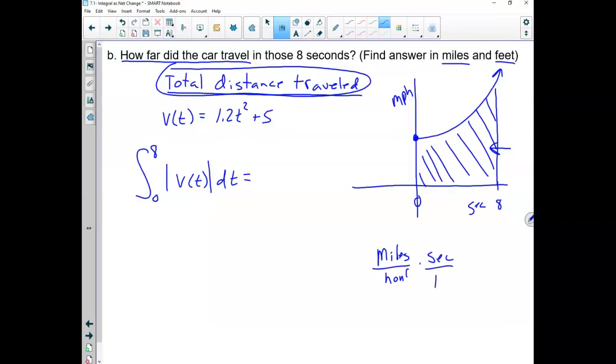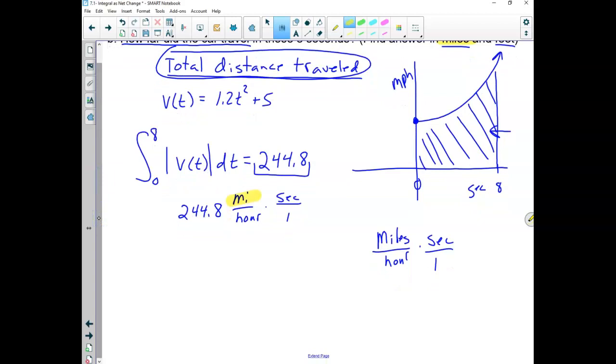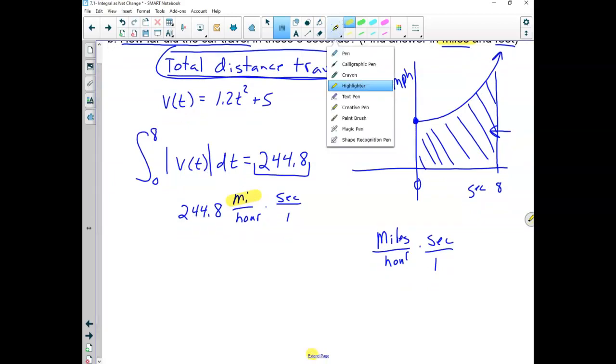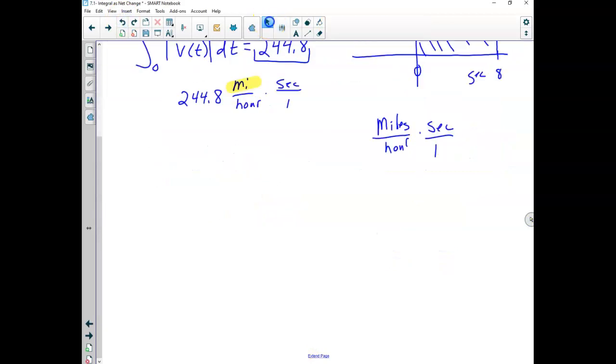244.8. These are weird units now, okay? But remember, those are going to be miles per hour seconds. And what do I want? I just want my answer in miles first, and once I get miles, I can convert to feet. So what do I need to do here? I need to do a little dimensional analysis here to find out how many miles I traveled.